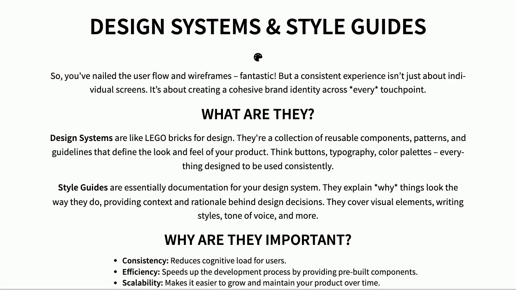Okay, so you've got a great design for one screen, awesome. But consistency is key to a really good user experience. That's where design systems and style guides come in. Think of a design system as your collection of reusable building blocks, buttons, colors, typography, all designed to work together seamlessly. A style guide, on the other hand, is like the instruction manual for those blocks, explaining why things look the way they do.